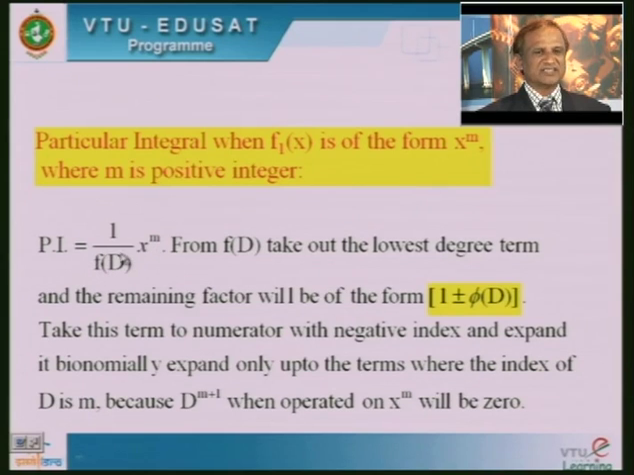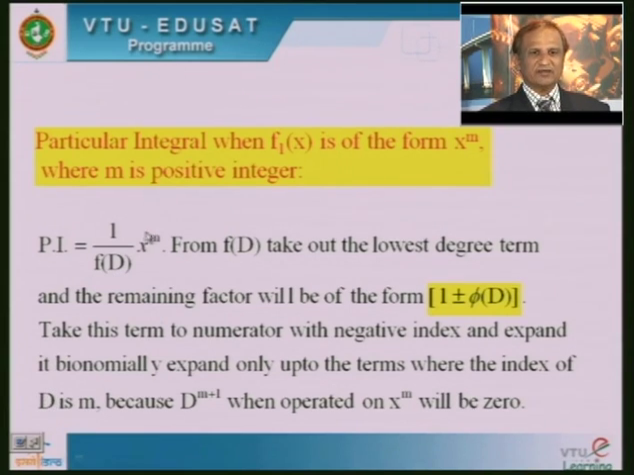Now, as I have mentioned in step 1, you can identify the lowest degree term and take it out. It can be written in this form, and the remaining factor can be written in the numerator with a negative index, meaning to the power minus 1. Is it clear? Right. So now you can operate D on this function. You know the meaning of capital D, is it clear? D is an operator, right.